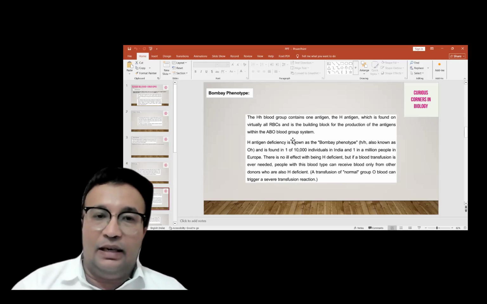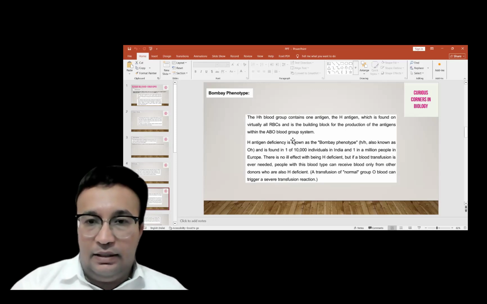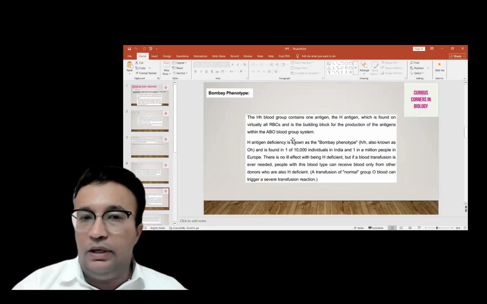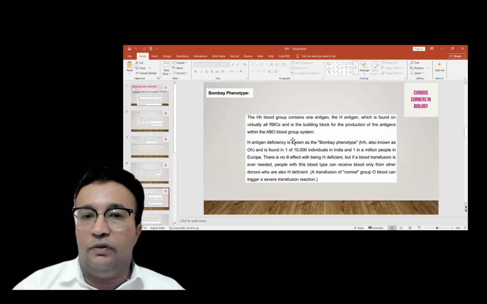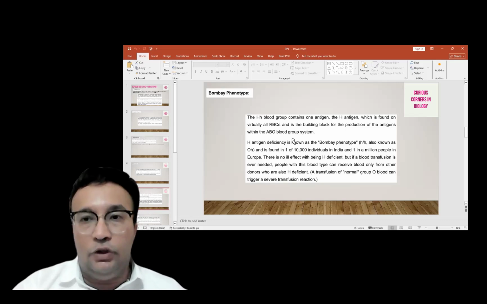So this has recently come under discussion as a unique blood group which was found in Mumbai in India, and this is only found at an incidence of 1 in 10,000 individuals in India and 1 in a million people in Europe.